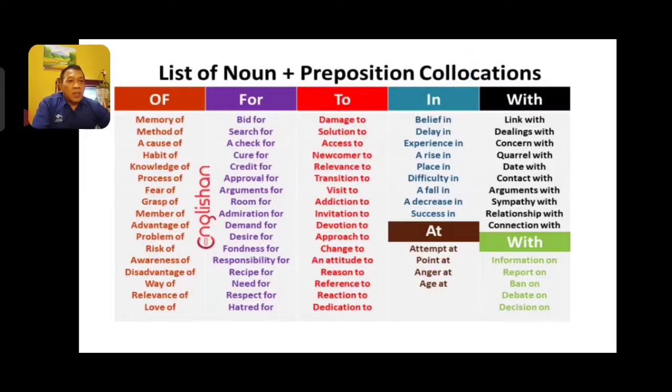Okay? And with, there are some nouns that should be followed by the preposition with, like link, dealings with, concerns with, and connection with. With the preposition at, there are some nouns you have to consider, like attempt at, point at, anger at, age at. And the last preposition, on, certain nouns like information on, report on, ban on, debate on, decisions on.